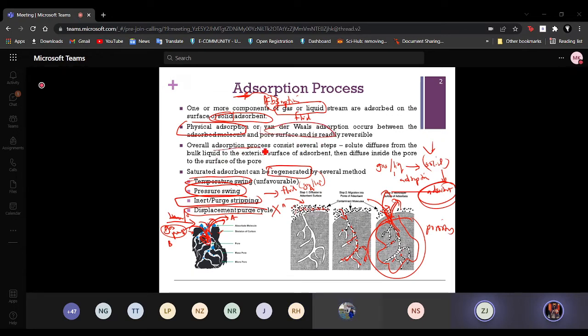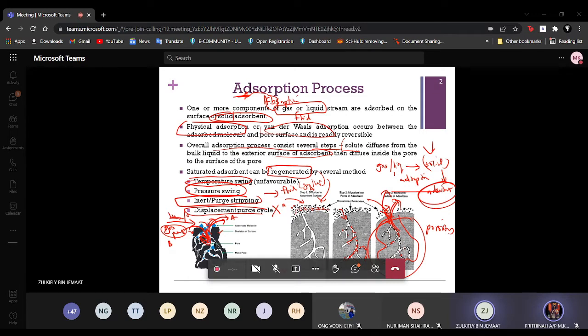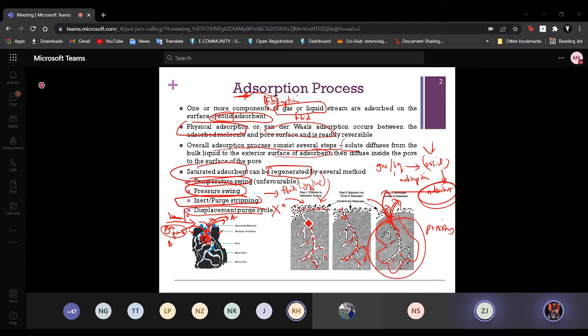Okay, so the overall adsorption process consists of several steps. This is the step that I already explained. Solute diffuses to the surface, then goes inside, and then is adsorbed. When the adsorbent is saturated, it means that all the pores here are already filled with the solute, the component that you want to adsorb. Reaching saturation means that it cannot adsorb anymore because there is no space in the pores. So what happens? You can apply this regeneration method.